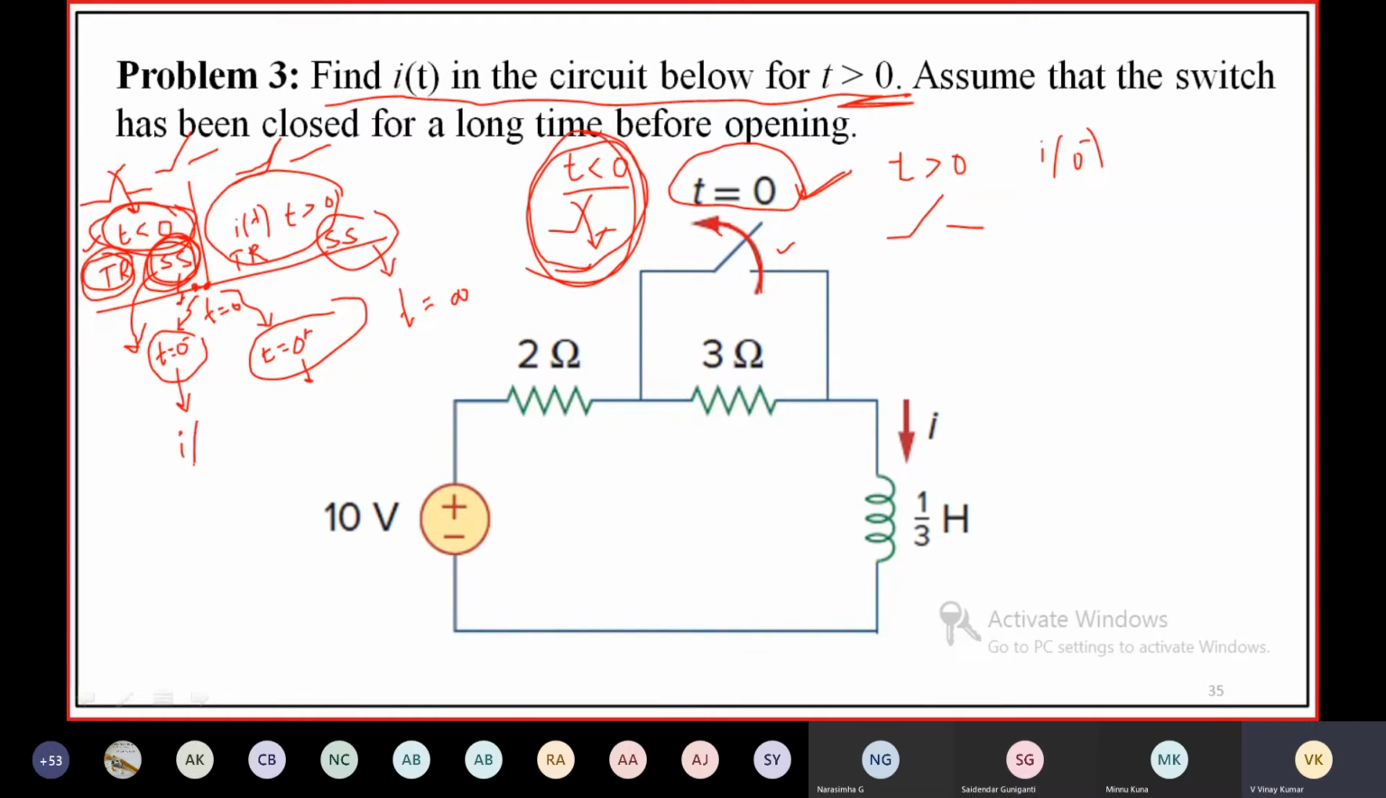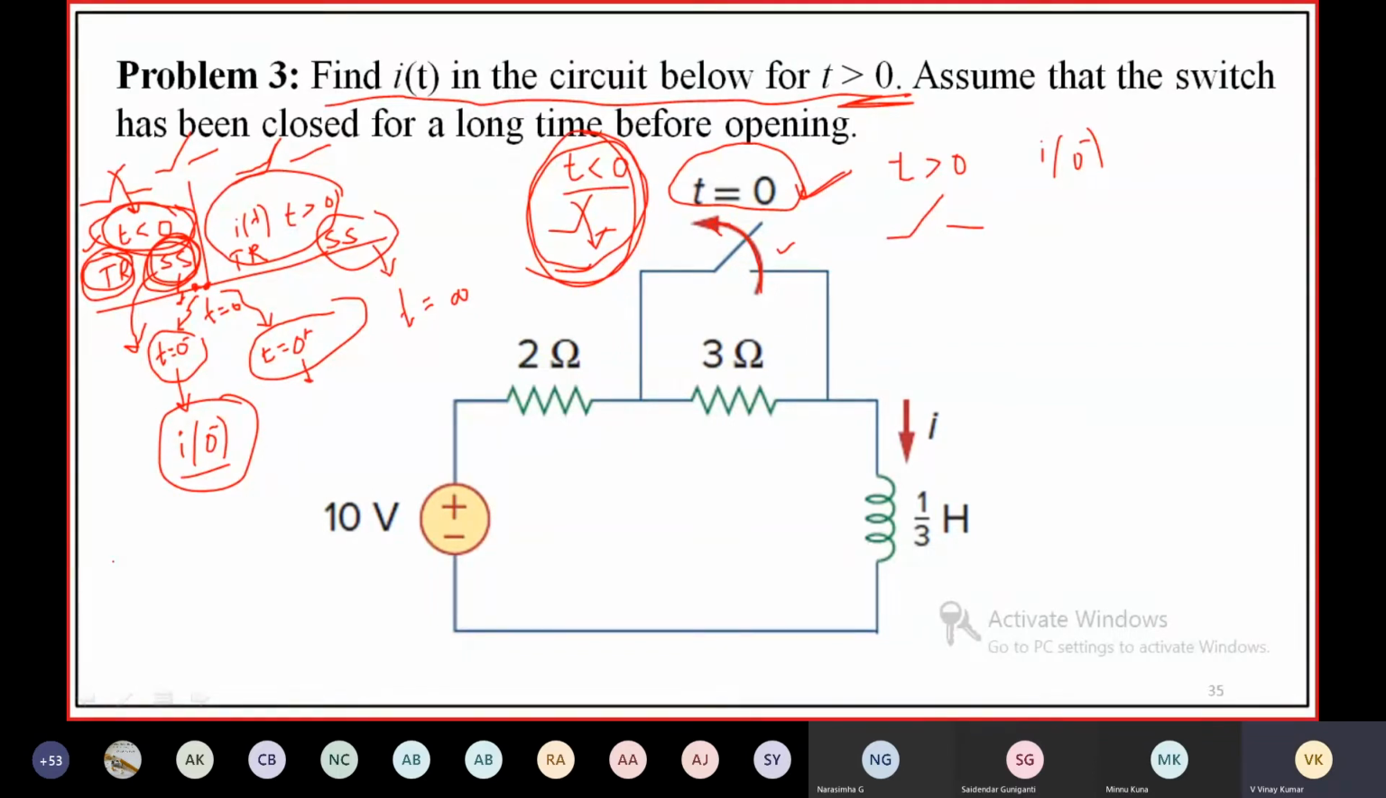You are going to have I of 0 minus. Steady state occurs at t = 0 minus, so you need to find I of 0 minus. You need to find the response for t less than 0. So you should find I of 0 minus, and this will occur at t = 0 minus.